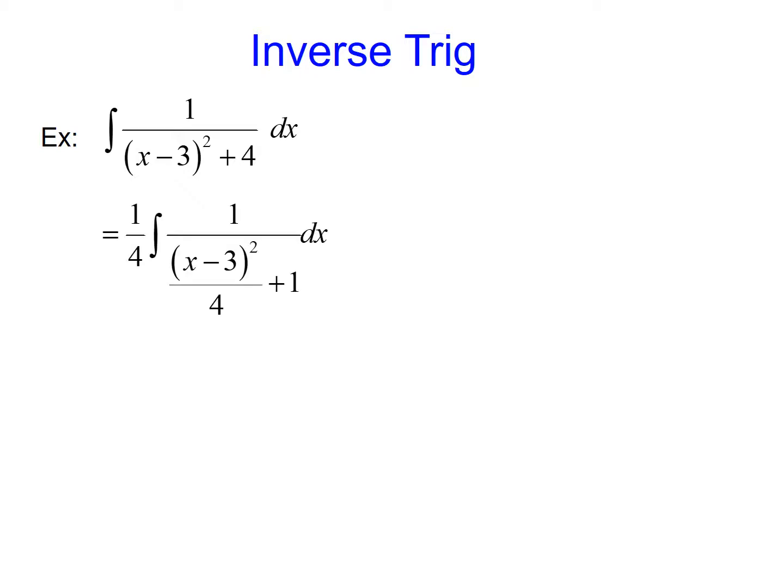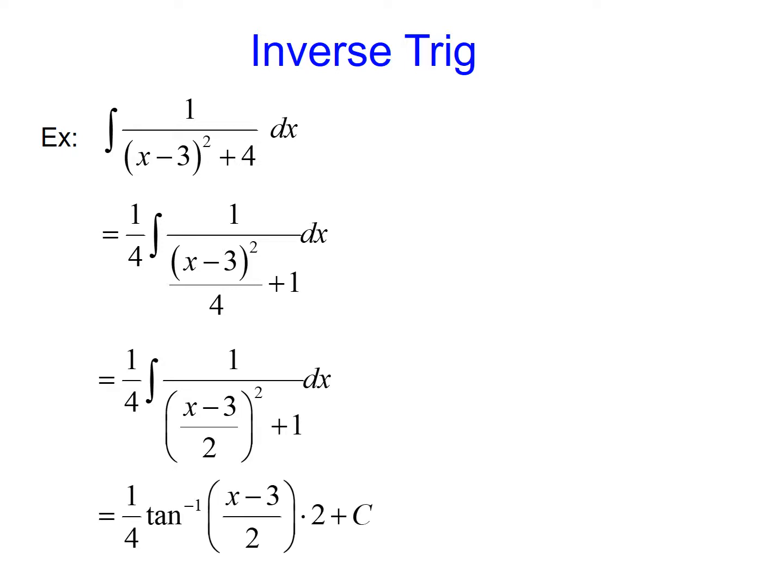So we can factor out a 1/4. That gives us (x minus 3) squared over 4 plus 1. (x minus 3) squared divided by 4 is the same as (x minus 3 over 2) all squared. So this is 1/4 inverse tangent of (x minus 3 over 2) times 2, since we have to account for that 1/2 there being squared, multiplied by that reciprocal. So it took a little bit of manipulation, but we were able to get it into a form where we could take the antiderivative.